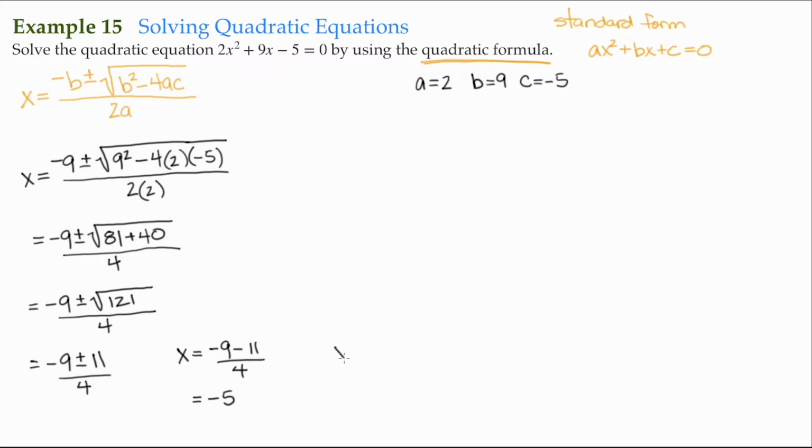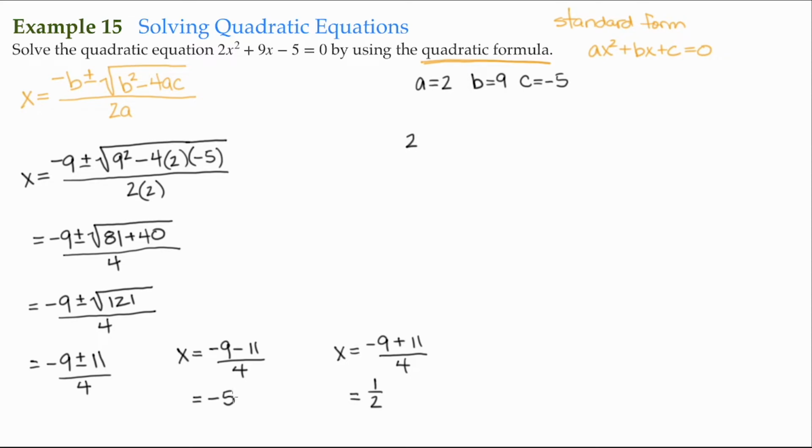We also have x is equal to negative 9 plus 11. That's what that plus and minus means. All over 4. Negative 9 plus 11 is 2. And 2 over 4 is 1/2. Now, if we did this all correctly, then if we slug them in, it should make this equation a true statement. So we'll try it.